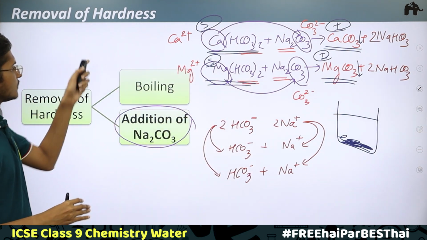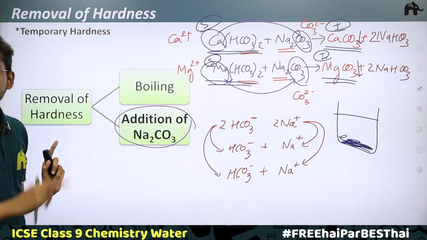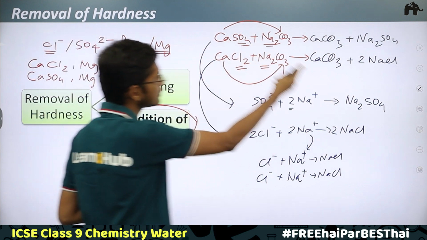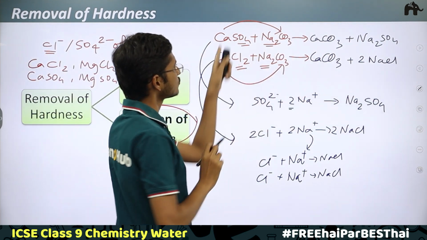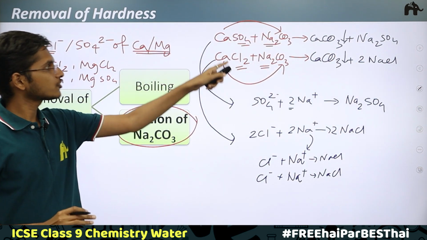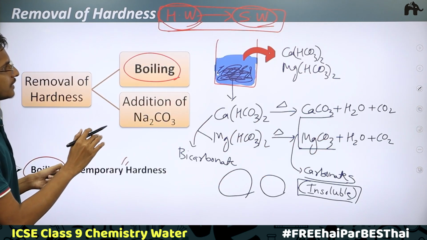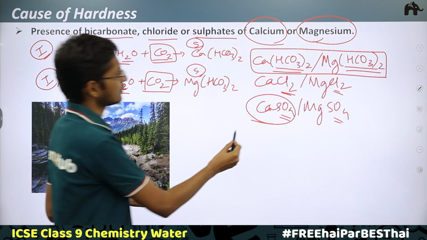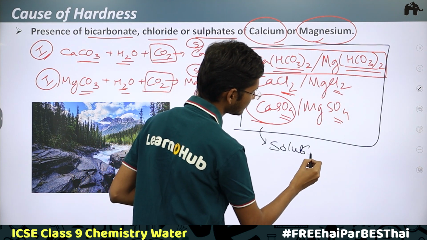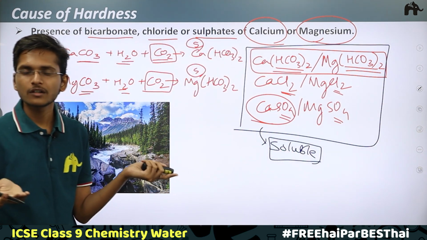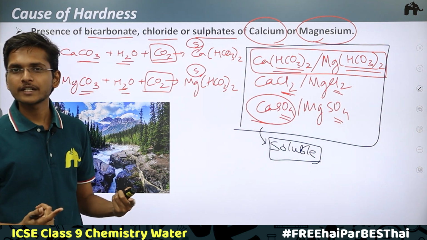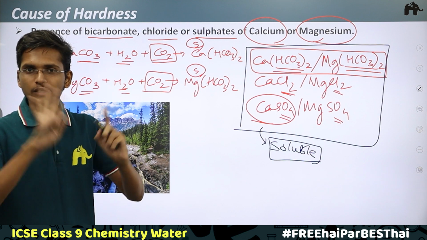So this is the method of adding sodium carbonate that we used when removing temporary hardness. In the same way, here also we are doing the same thing. We are converting the sulfates or chlorides of calcium into carbonates of calcium. These are soluble. Every salt which I have written here in this first slide is soluble in water. That's the reason we cannot separate them from the water. So we need to do such brainstorming things, to boil them or to add sodium carbonate, so that we can get rid of these salts. Clear in your brain?